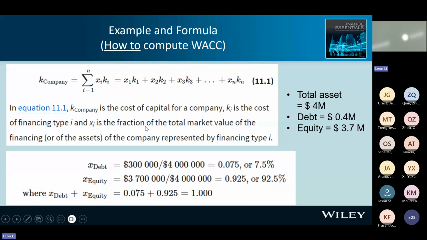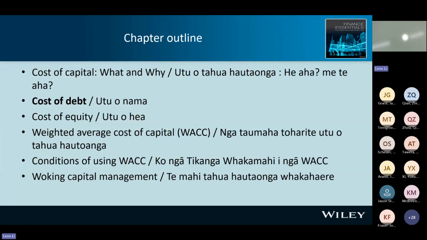Okay, so this is our first topic. We finished the definition of the cost of capital. So let me review the key concept for you. What is cost of capital and why is cost of capital important? So what is cost of capital?